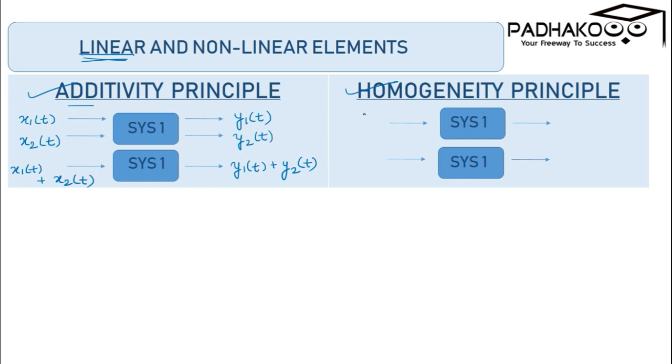This is the additivity principle. Similarly, the homogeneity principle can be stated as: if I apply input x1(t) to system 1, I'll get y1(t). But if I multiply this input by a constant k, then in the output I'll also get y1(t) multiplied by the same constant k. This is the homogeneity principle, and any element which follows the additivity principle and homogeneity principle at the same time is said to be linear. Otherwise, it is a non-linear element.